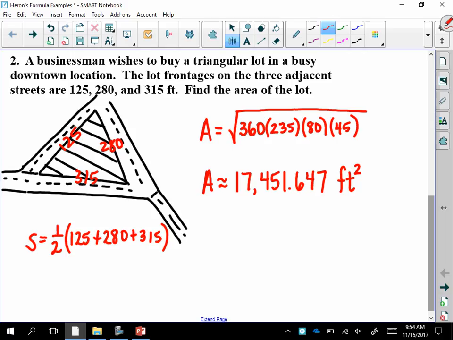Okay? It's a big lot. It's a very big lot. If it's a busy downtown location, then you would expect it would probably be pretty expensive land.